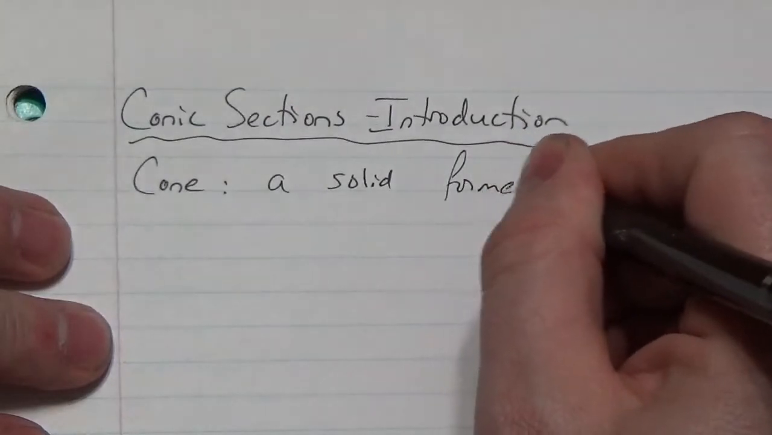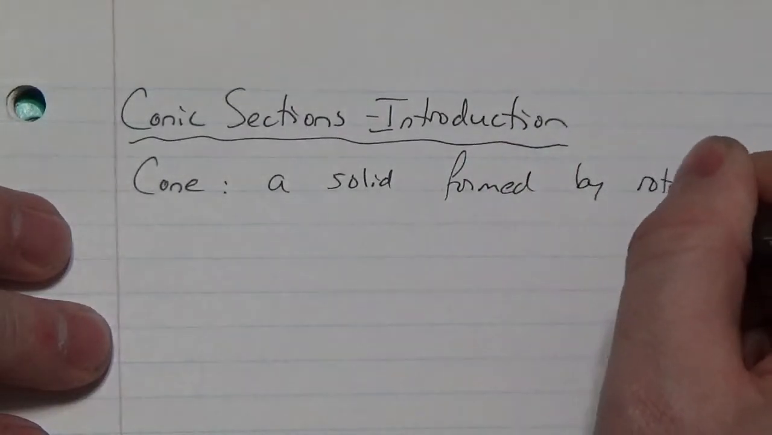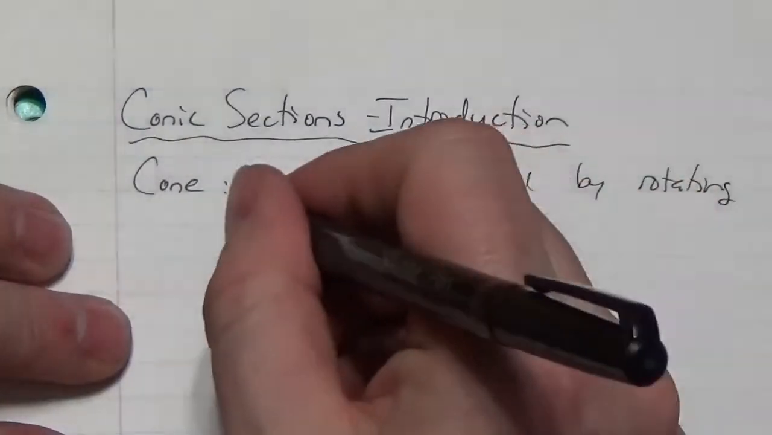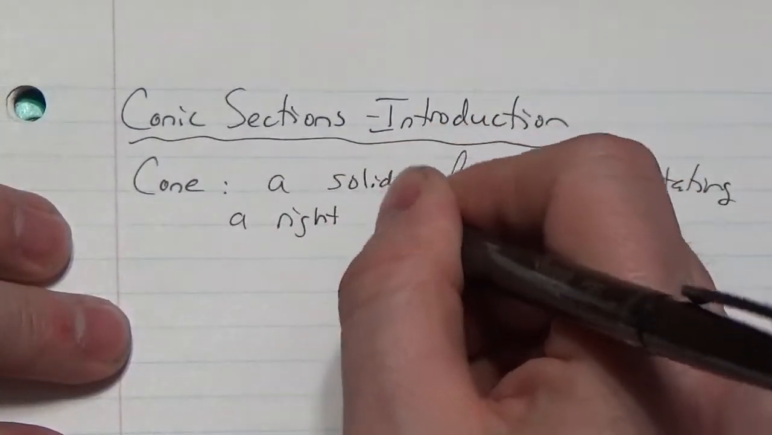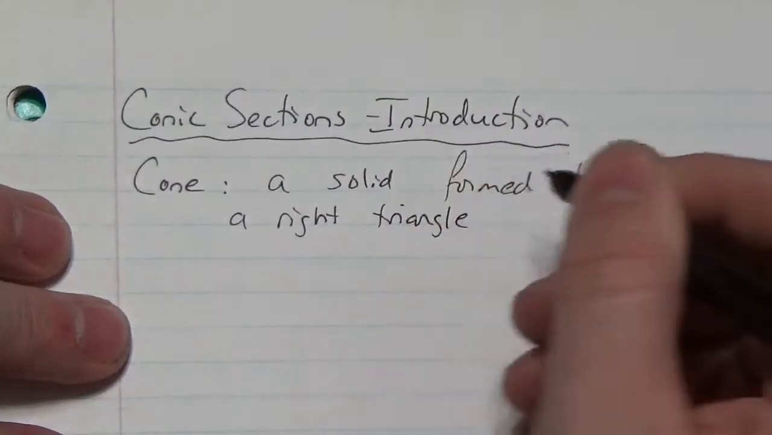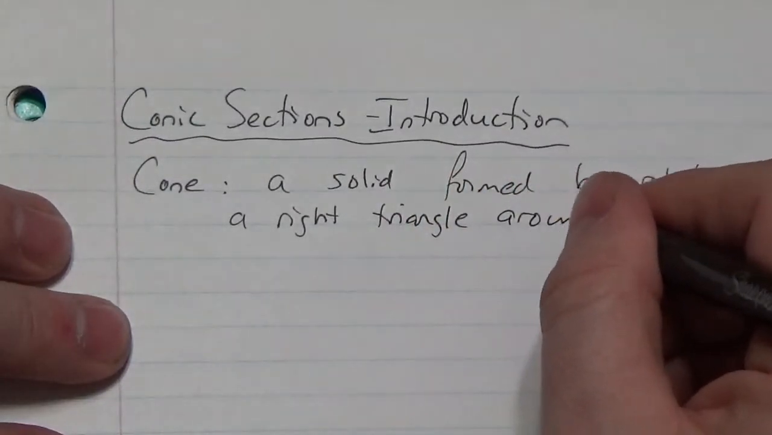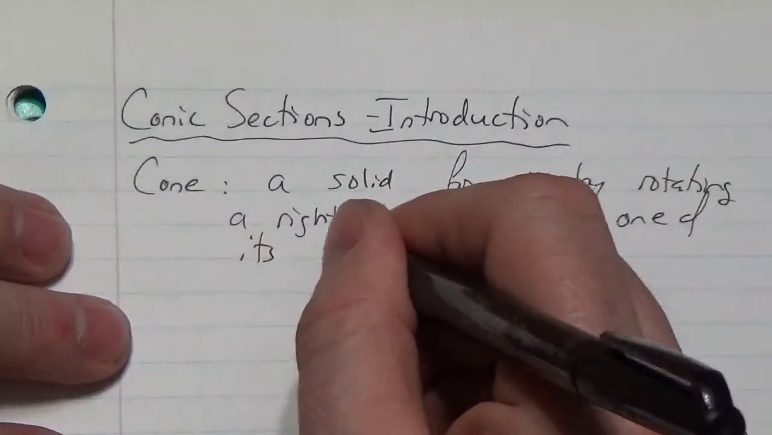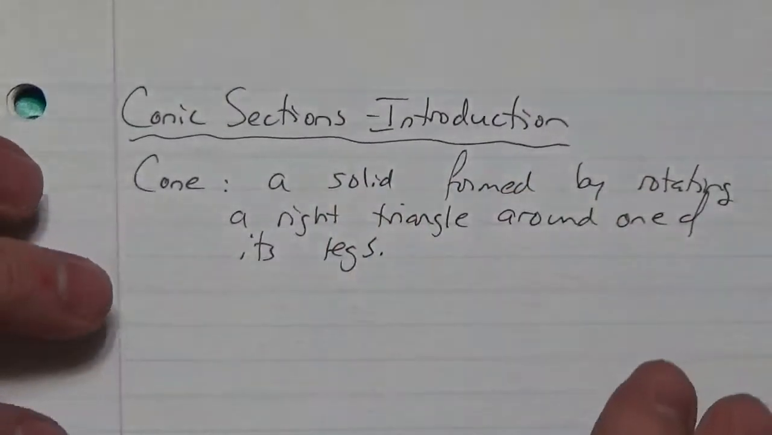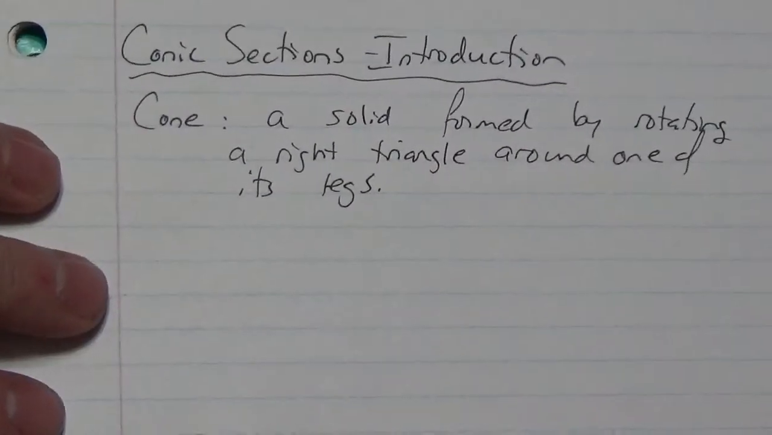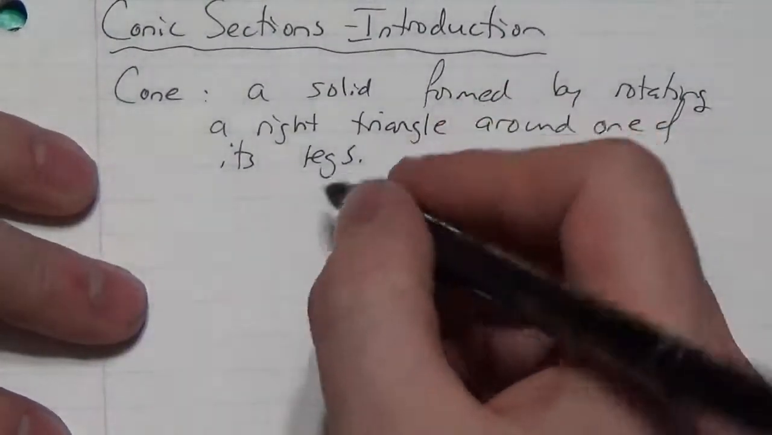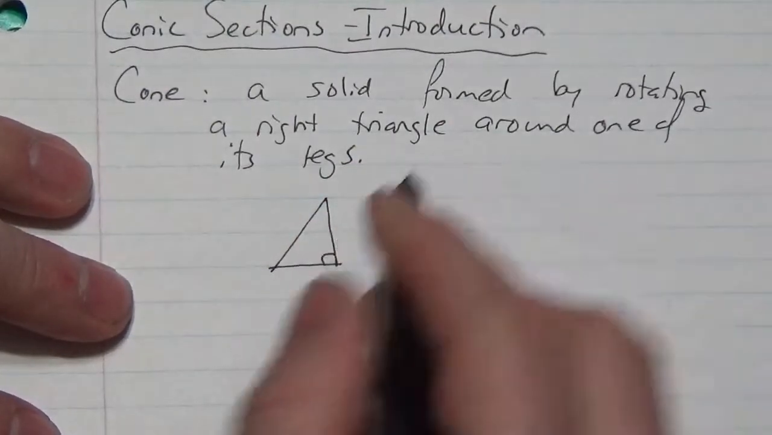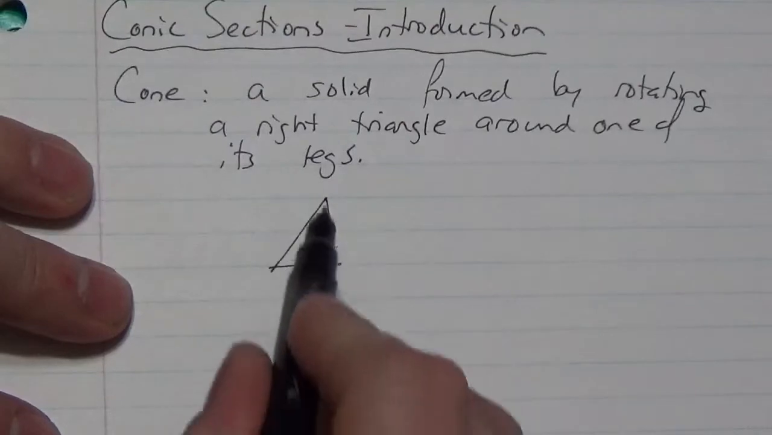formed by rotating a right triangle around one of its legs. Now, this is not necessarily true, and I'm going to show you what I mean by that in just a second here, but just to give an idea. So I'm going to draw a right triangle, and I'm going to rotate this triangle about this vertical leg right here.